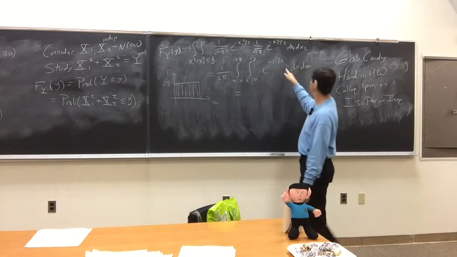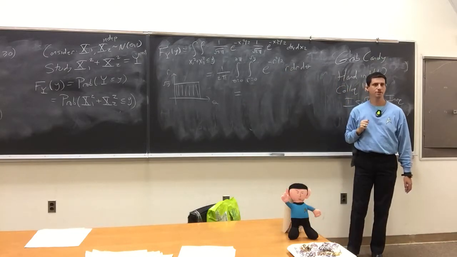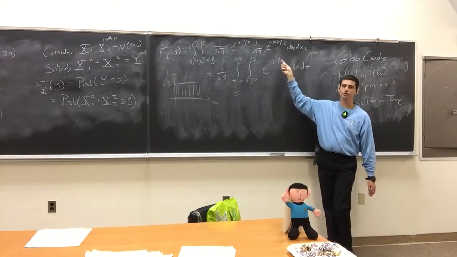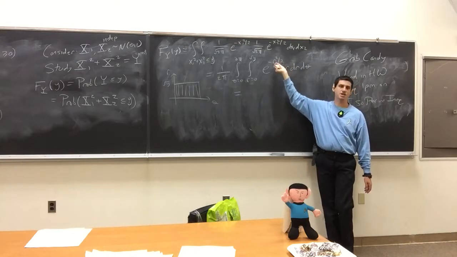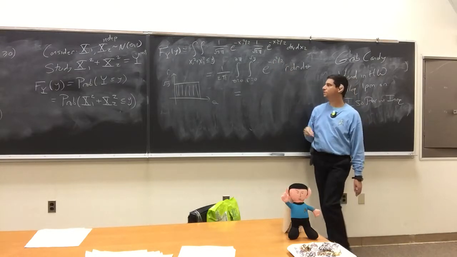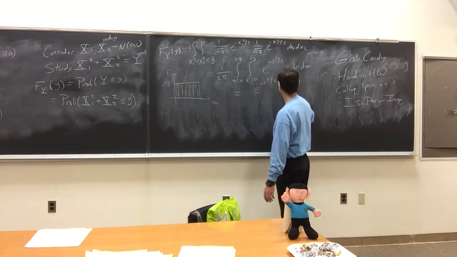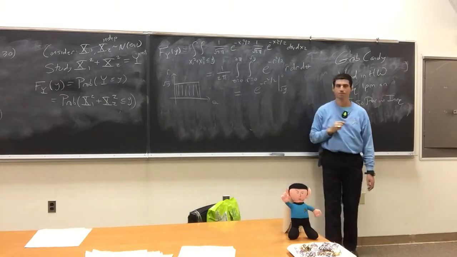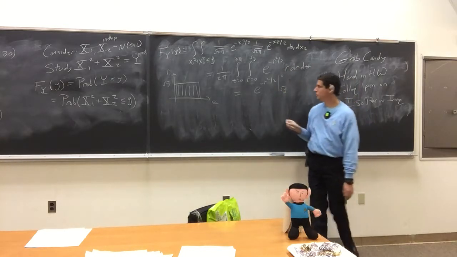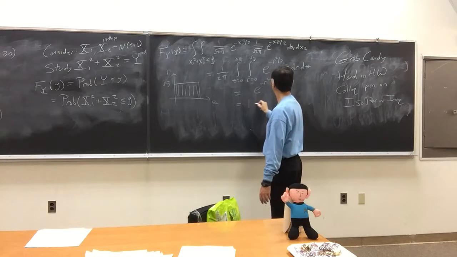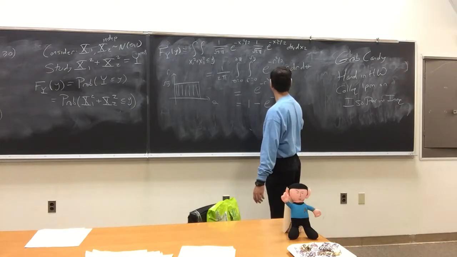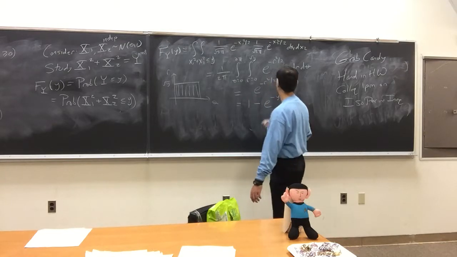And in the r integral, look at how nice that is. We have an e to the minus r squared over 2. The derivative of that is negative r. So we're going to just flip the order. We'll get e to the negative r squared over 2, flipping the order, from 0 to square root of y. So we get 1 minus e to the negative y over 2.